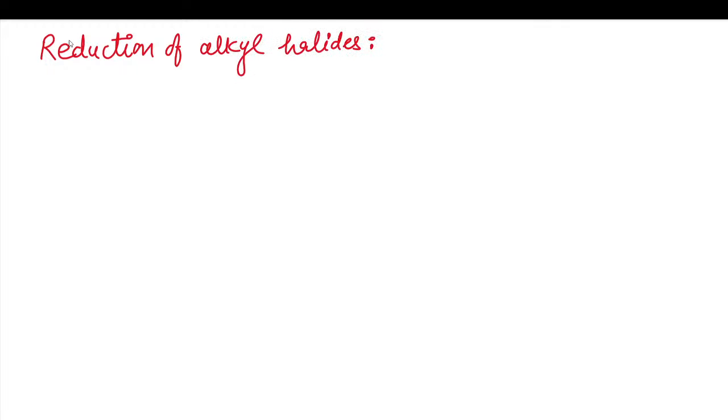Now next is reduction of alkyl halides. That is also in the book. So alkanes can also be prepared by the reduction of alkyl halides. Again, preferably bromides and iodides, because the bond can be easily broken.